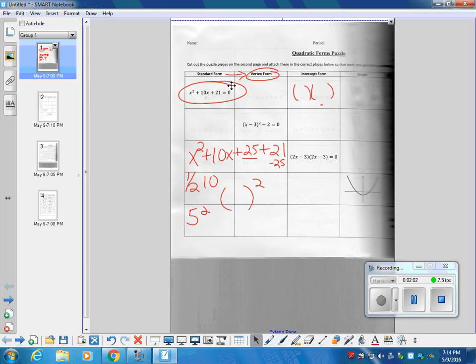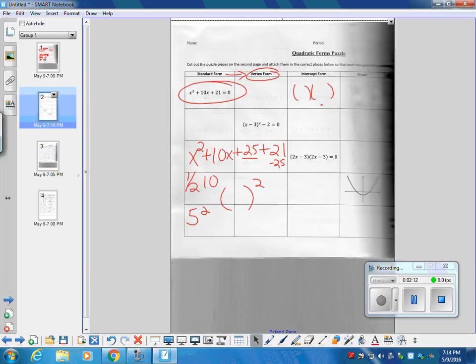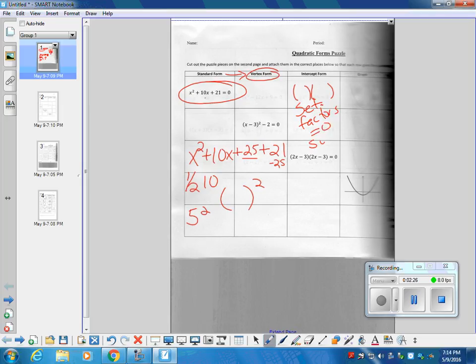Then you're going to go on across, and you're going to look for your graph, the types of solutions and the solutions. Well, if we're looking for our solutions, whatever you factored here in factored form, set each factor equal to 0 and solve for x. And that gives you your solutions. Now, you're not going to write on this puzzle, get some scrap paper, and do all this work to find your matching pieces. Okay, so that's how you get your x solutions.